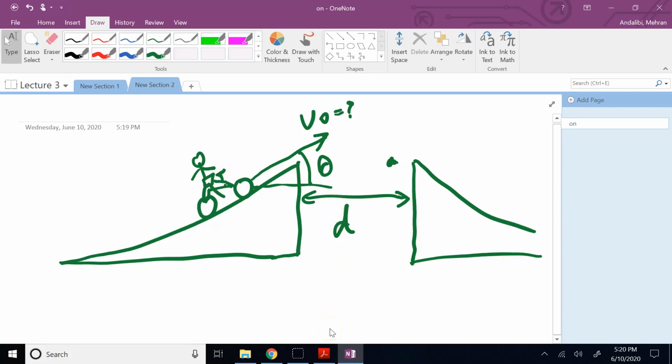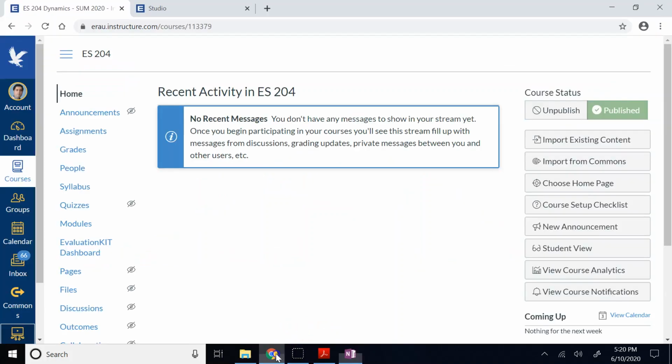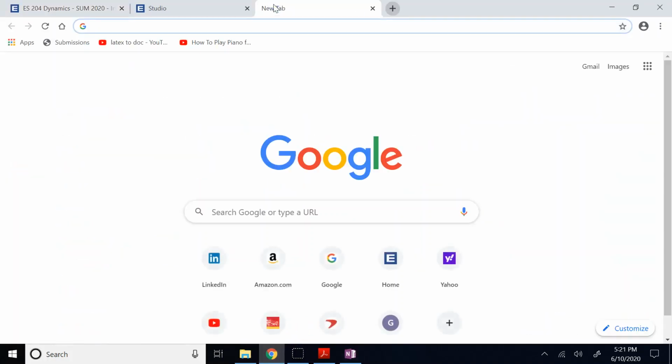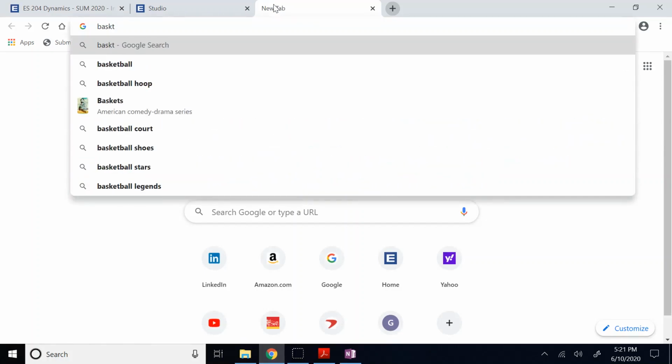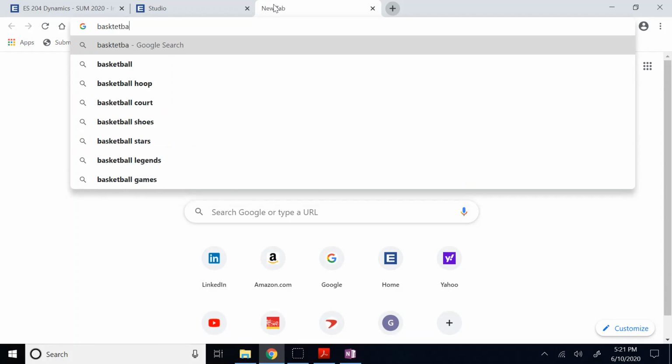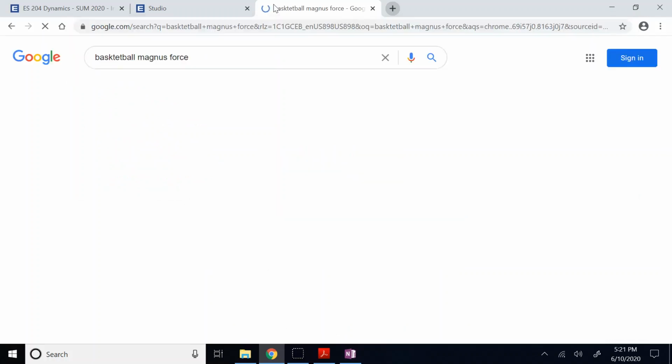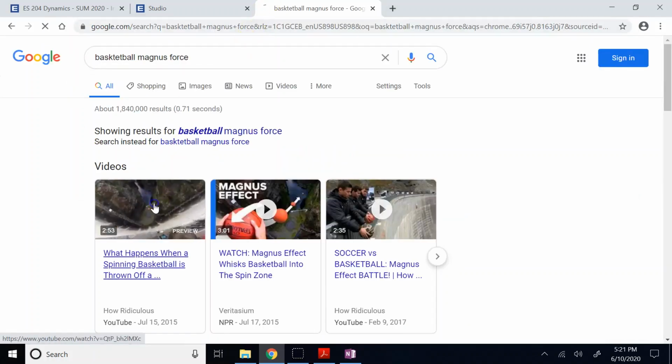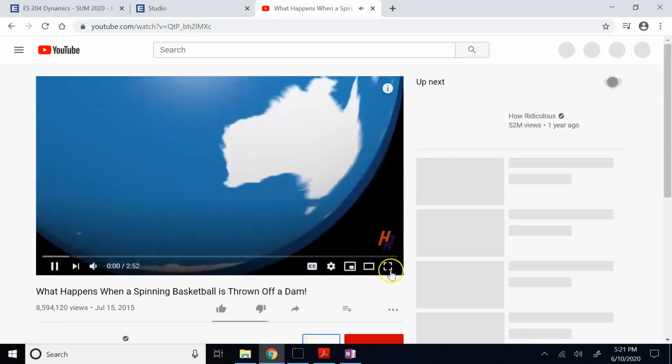And actually in some applications that I'm going to show you later, or maybe I can show you right now, in many applications the effect of the air is so significant that it can determine the motion of the object. So let me show you. One of them is called the Magnus force. Basketball. Take a look at this. This is very interesting.